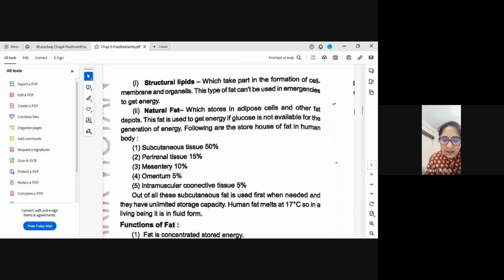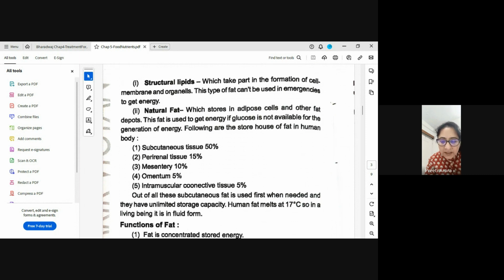This is stored in different storage areas in the body. The storehouses of natural fat are: subcutaneous tissue, which stores 50% of the fat. Second, the perirenal tissue, which gives you 15% of fat. Third is the mesentery, that is 10% of fat. Then the omentum, which stores 5% of the fat. And then you have the intramuscular connective tissue, which gives you 5% of fat.